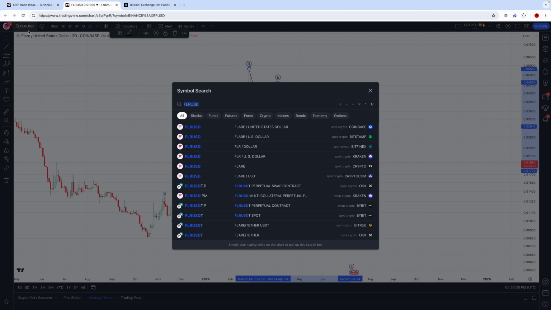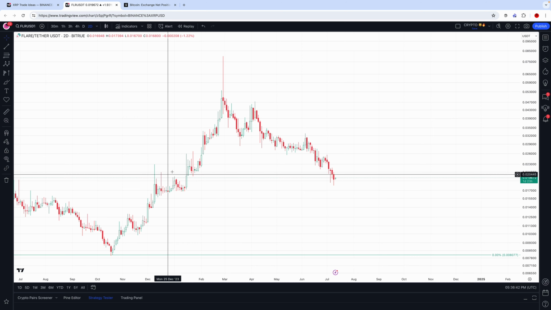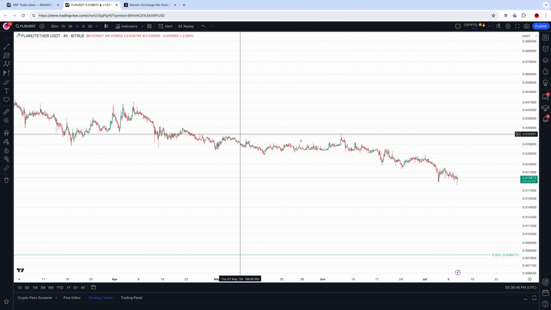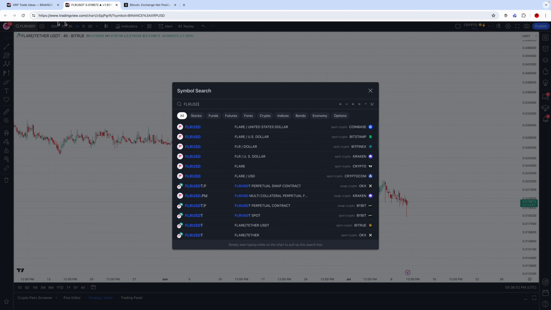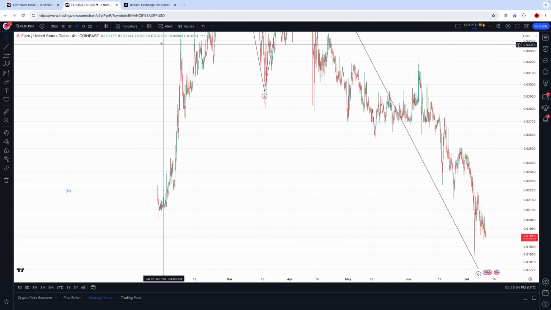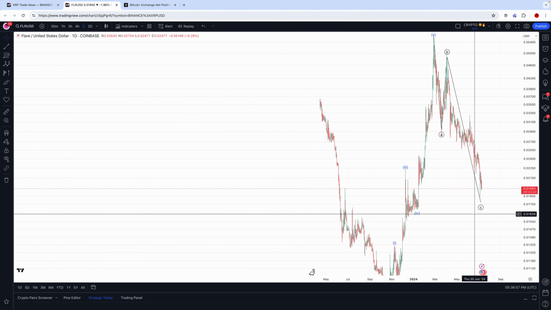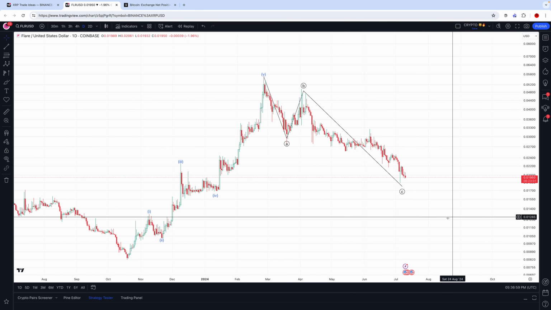If you go on the Flare USDT BitTrue chart, you see how many wicks you have over here, and if you go on the 4-hour, the candles look very scattered. So my advice to you is whenever you're charting Flare, go on the USD chart on Coinbase, just so it's a little bit more accurate.